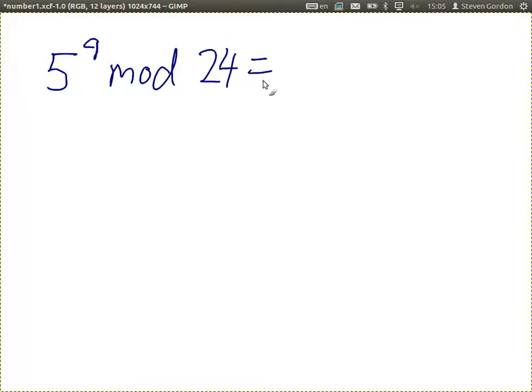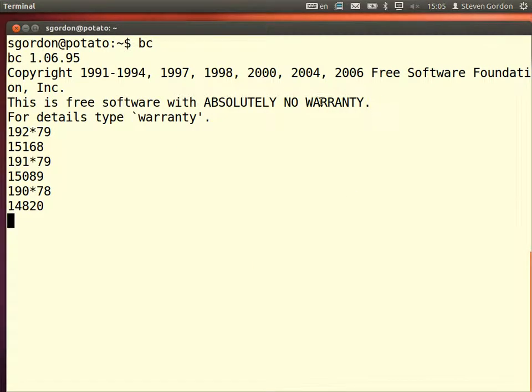Five to the power of 9 mod 24. Let's calculate it first in the full approach. I'll use my calculator to calculate that, and then we'll check whether it fits the format of Euler's theorem. So 5 to the power of 9 mod 24, using my calculator, I have to set the scale so I can do modulus. According to my calculator, 5 to the power of 9 is 1953125, and then if you mod by 24, the answer is 5.